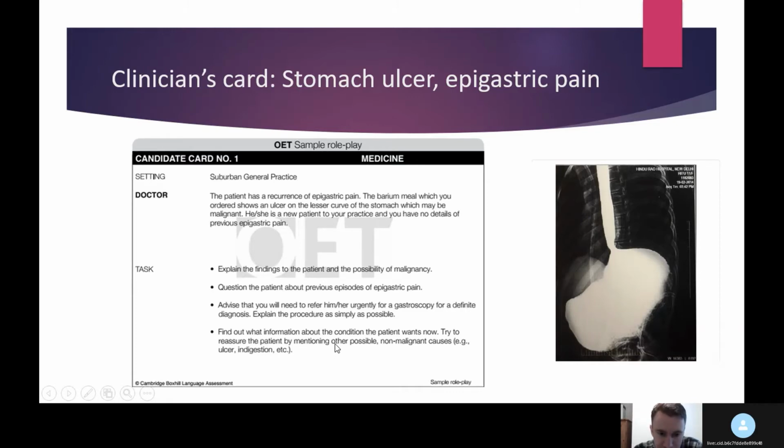Also, it instructs the candidate to find out what else the patient wants to know, of course. That will be in phase 1 and in phase 2. Try to reassure the patient by mentioning other possible non-malignant causes, for example, just an ulcer or indigestion, not necessarily cancer. But you have to be honest and clear, it could be cancer.